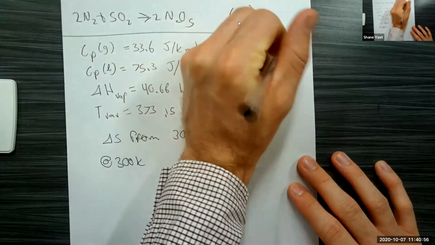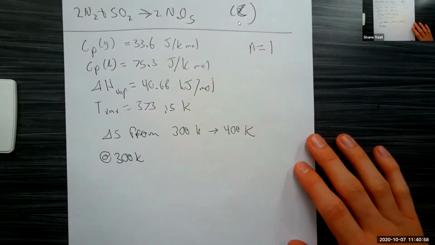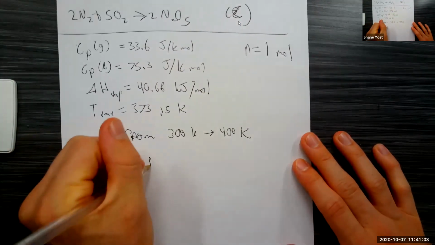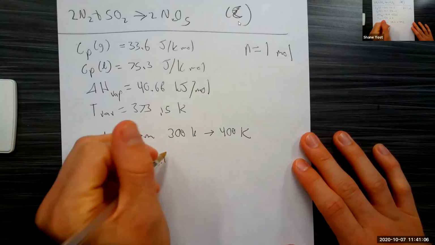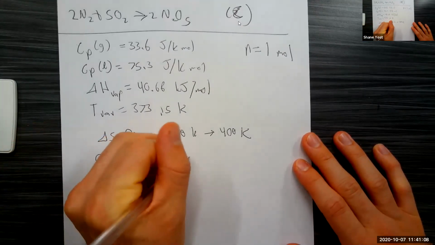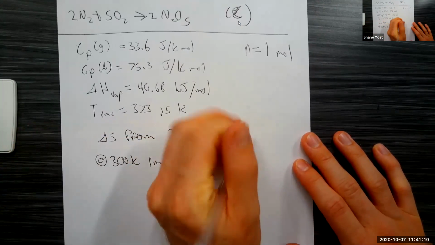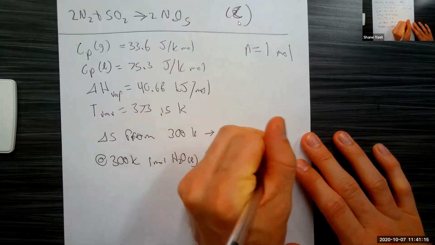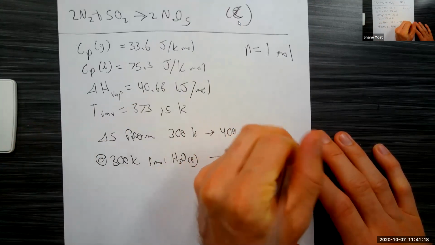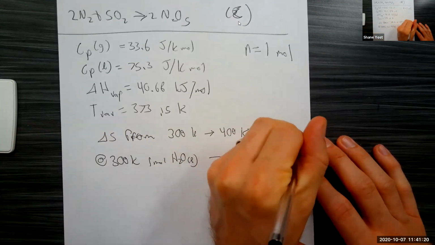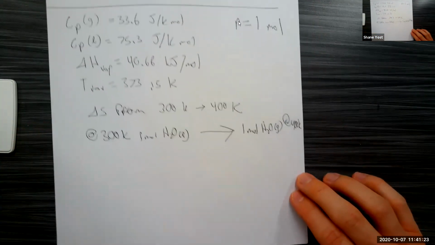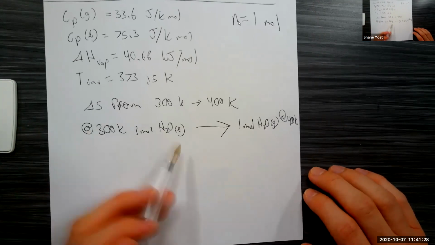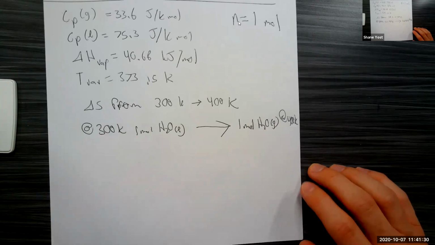So the number of moles is equal to 1. I want 1 mole of H2O liquid at 300 Kelvin to go to 1 mole of H2O gas at 400 Kelvin. So that's 1 mole of liquid at 300 Kelvin to 1 mole of gas at 400 Kelvin.